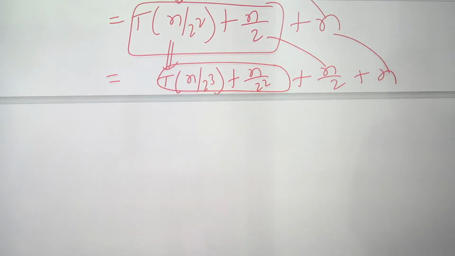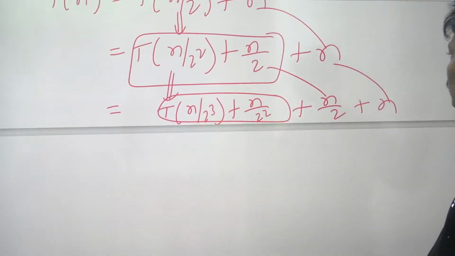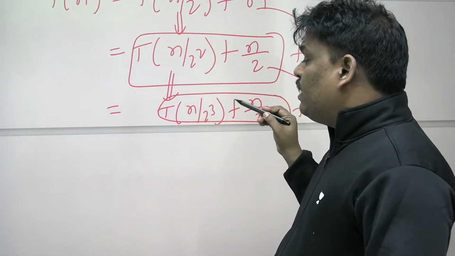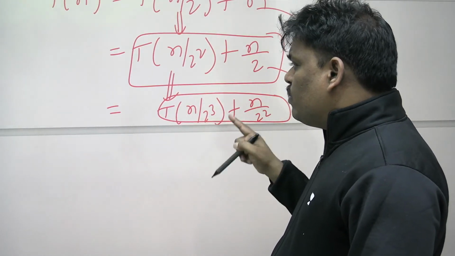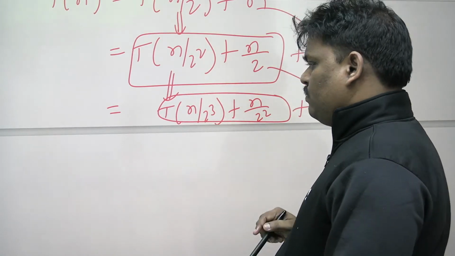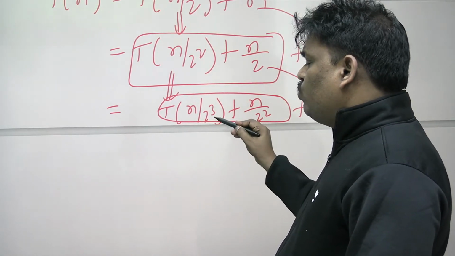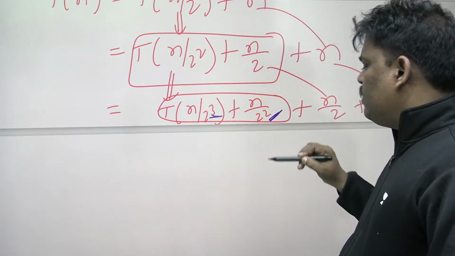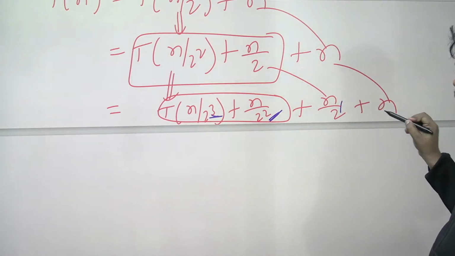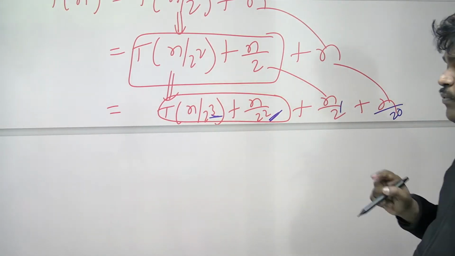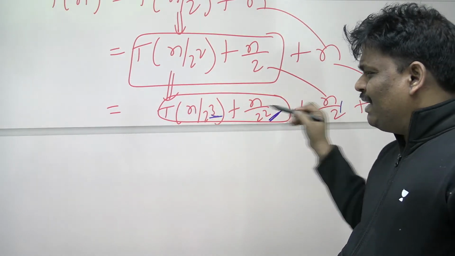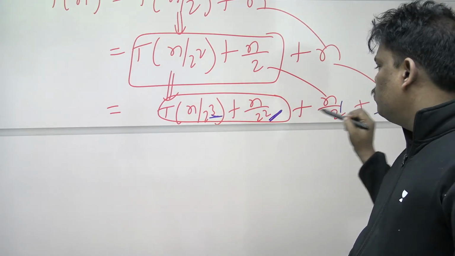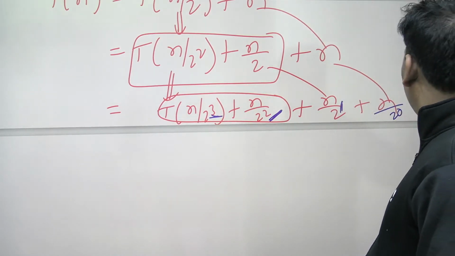If you observe clearly, I did it 3 times. How? See this one. If you do it 3 times, you get 2 cube. 2 cube means 2 square, 2 square means 2 power 1, and 2 power 1 means 2 power 0. If you do it 3 times, you have to get it in terms of 3. Yes, I got 2 cube.